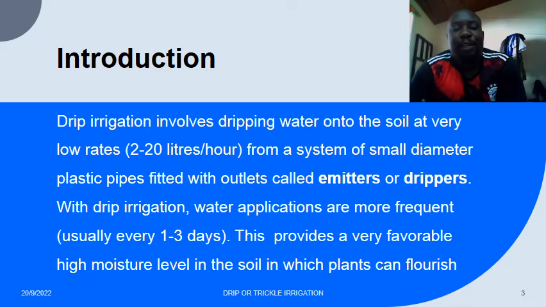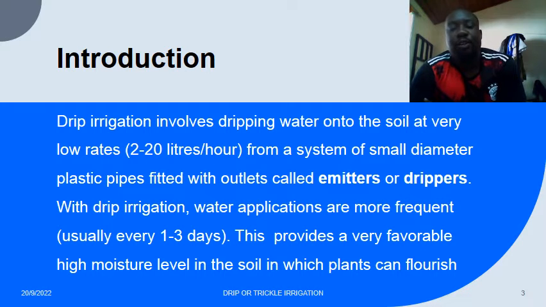Introduction. Drip irrigation involves dripping water into the soil at very low rates, that is 2 to 20 liters per hour, from a system of small diameter plastic pipes fitted with outlets called emitters or drippers.